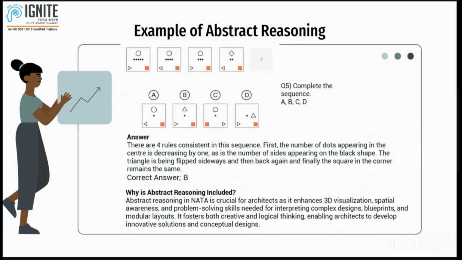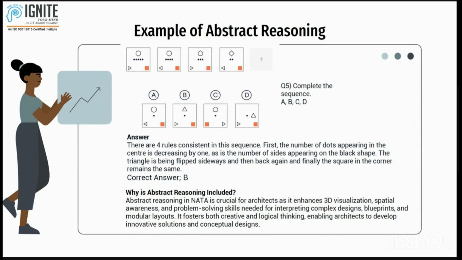Lastly, abstract reasoning. Abstract reasoning assesses your ability to think conceptually and logically about unfamiliar situations. This is a key skill in innovative architectural design. Example question: we have to complete the sequence of figures based on the given pattern.